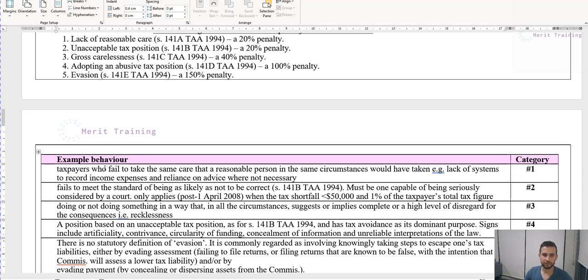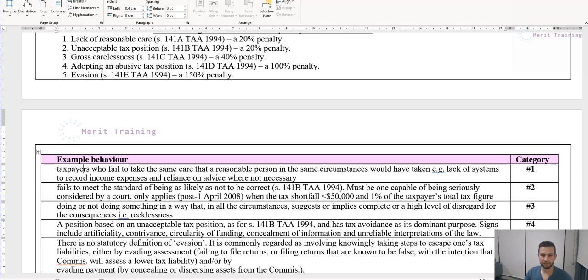Number 3 is an example of gross carelessness, which is starting to get a little bit more serious because this has a 40% penalty. An example of that is doing or not doing something in a way that all the circumstances suggest or imply complete or high-level disregard for the consequences. In other words, recklessness. Then getting more and more serious, which is more than double the penalty now, which is 100%, and this is adopting an abusive tax position.